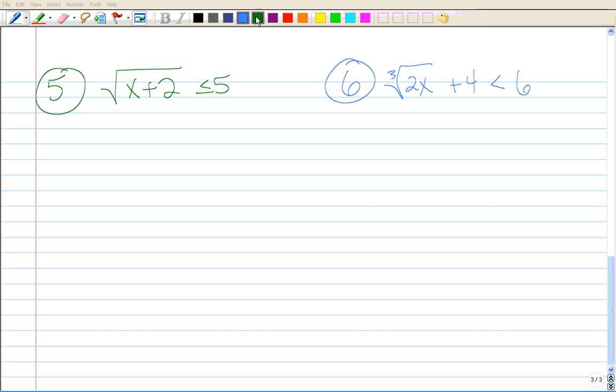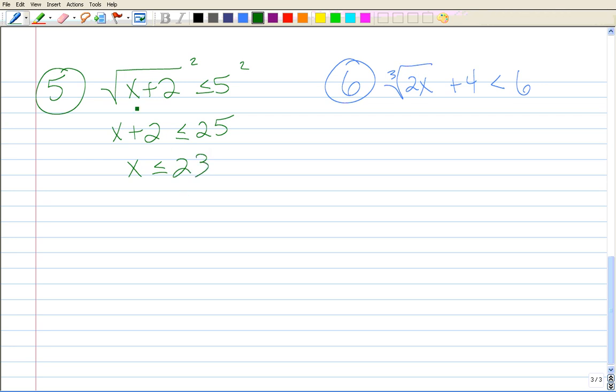Let's look at some inequalities here. Number 5: the square root of x plus 2 is less than or equal to 5. Really, you solve them in the same way that we do equations, except we have an inequality symbol here. So I'm going to square both sides. The square root and the square cancel. You're left with x plus 2 less than or equal to 5 squared, which is 25. Subtract 2 from both sides, and you get x is less than or equal to 23.